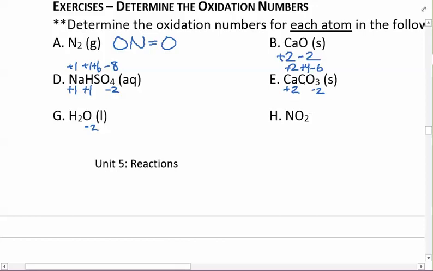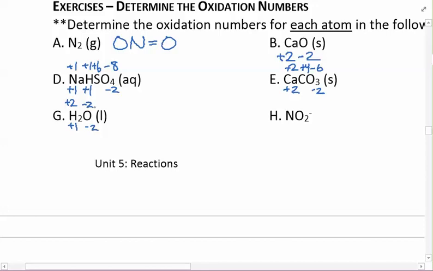So calcium carbonate, we have plus 2 from the calcium, minus 2 from the oxygen, which will give us plus 4 for the carbon. Next, we're going to do water. Oxygen is minus 2. We have 2 hydrogens, each is plus 1. So it actually ends up working out because we'll have a plus 2 from the total hydrogens and a minus 2 from the total oxygens, adding up to 0.